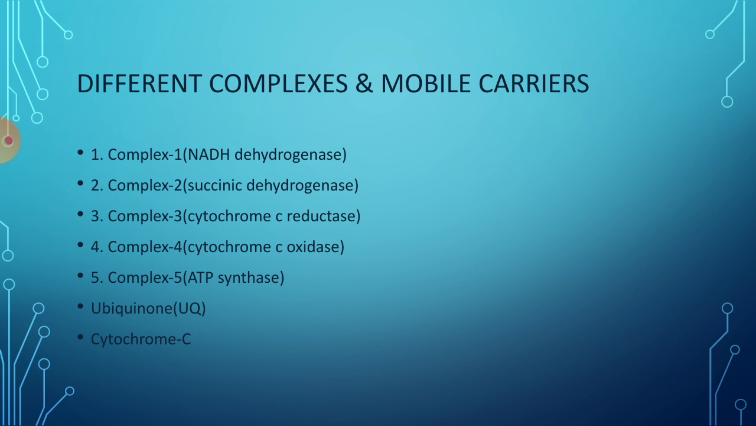And there are 2 mobile carriers. They always are mobile or show movements between these complexes. They are ubiquinone or UQ and cytochrome C. Generally, ubiquinone carrier is showing movements between complex 1 and complex 3, similarly complex 2 and complex 3. Whereas cytochrome C moves between the complex 3 and complex 4.